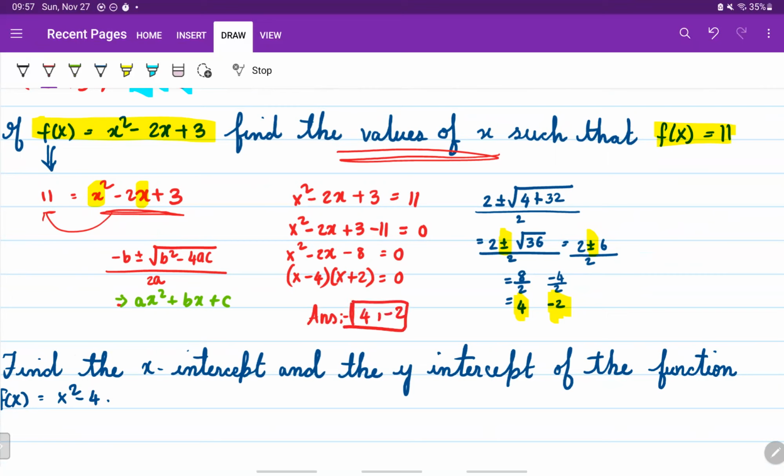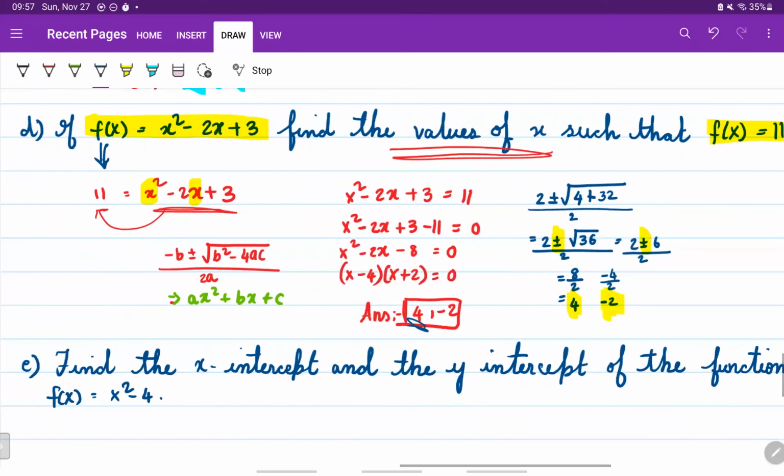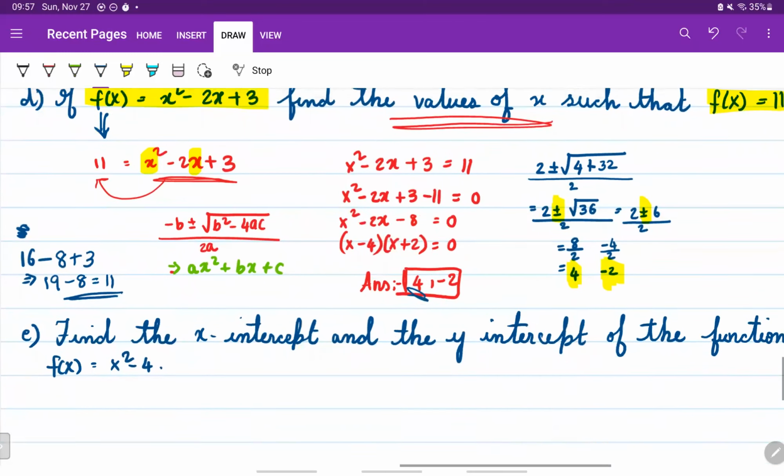Just to verify, we can plug in these and see if we got the right answer. So let us first look at 4. 4 squared, sorry, is 16. Minus 4 times 2 is 8. Plus 3, which will give us 19 minus 8, which is 11. And that's what we want. F of x is 11.